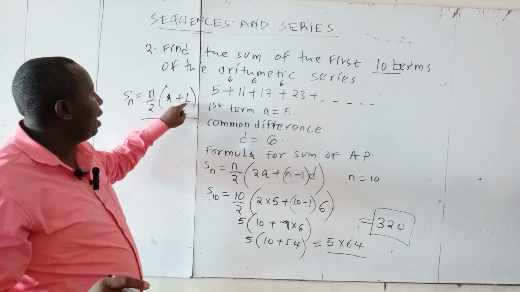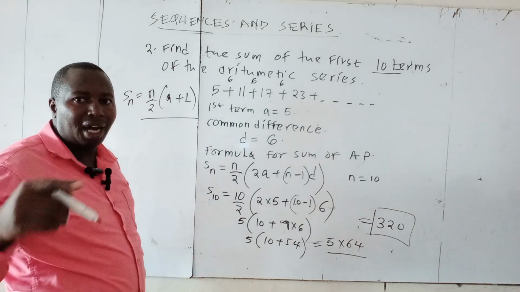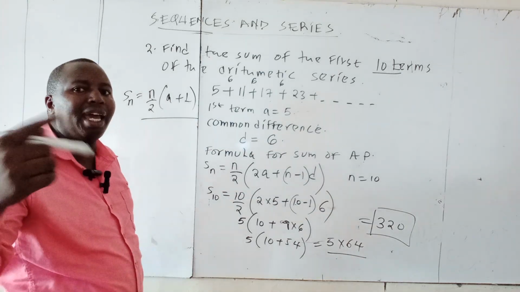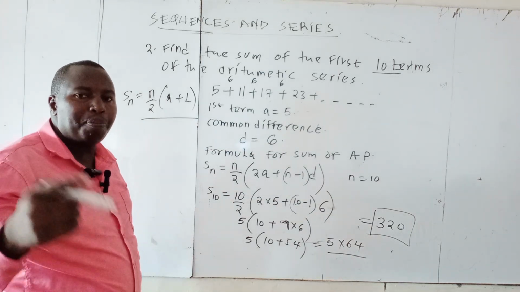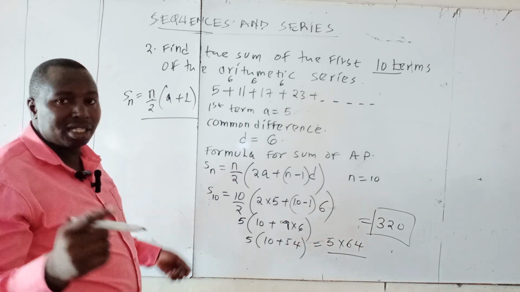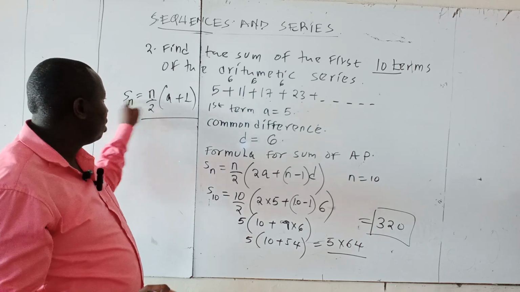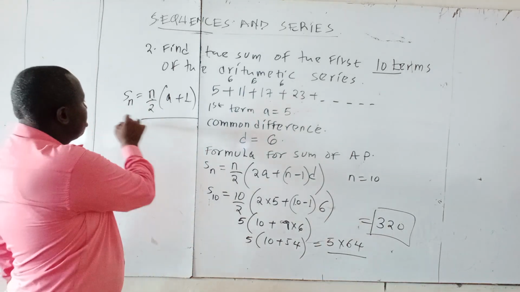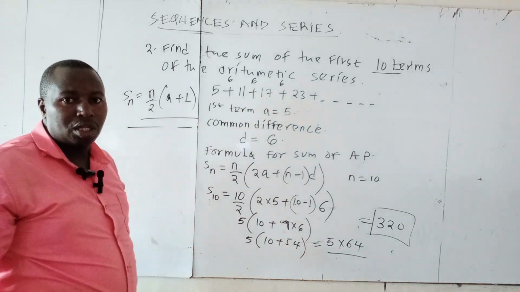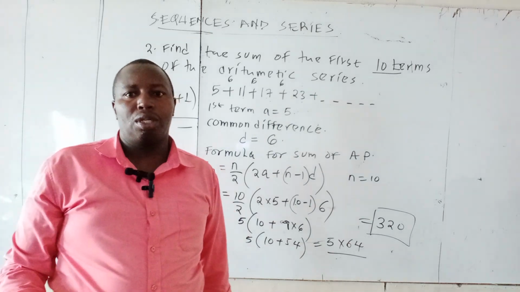Where l is the last term. The formula for the last term is still the nth term, a plus n minus 1 d. But specifically when you are already given the first term, the last term and the number of terms, and you are told to find the sum, you can use this method to work it out.